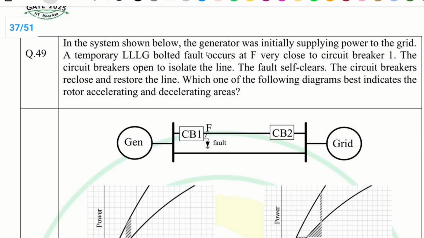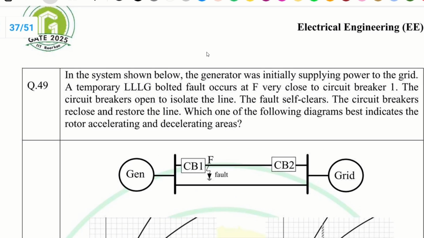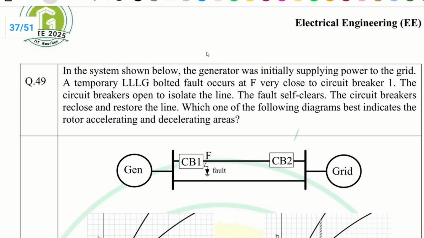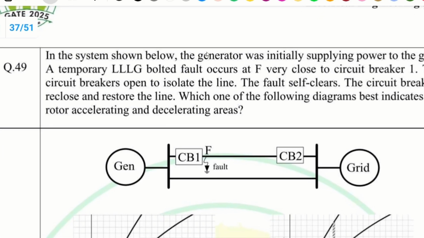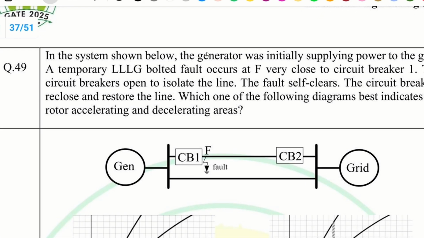So this is a question from GATE 2025 from power system stability. A generator is given which is supplying a grid through parallel lines. A triple LG, three-phase fault has occurred at that point. First of all, the circuit breaker isolates the line.